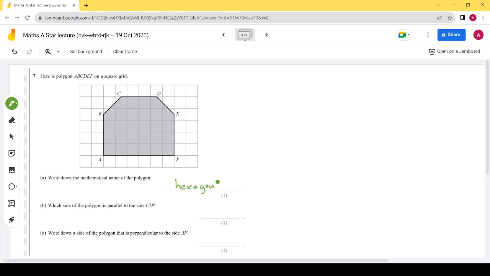And so next we've got: which side of the polygon is parallel to the side CD? Well, CD just means the side between C and D. And remember, parallel sides are lines which always stay the same distance apart, never getting closer. So it's going to be this one down on the bottom, which is AF.